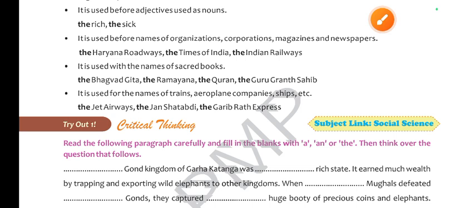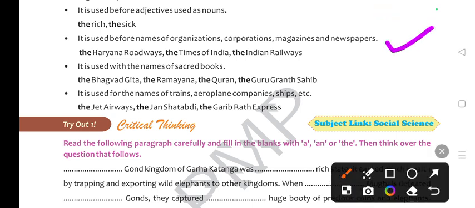It is used before names of organizations, corporations, magazines and newspapers. For example, the Haryana Roadways, the Times of India, the Indian Railways. It is used before the names of sacred books. For example, the Bhagavad Gita, the Ramayana, the Quran, the Guru Granth Sahib.